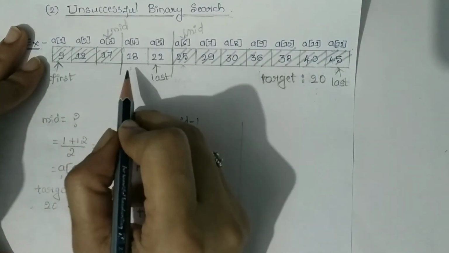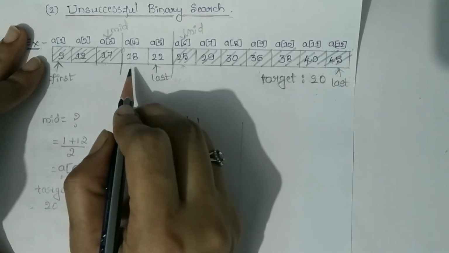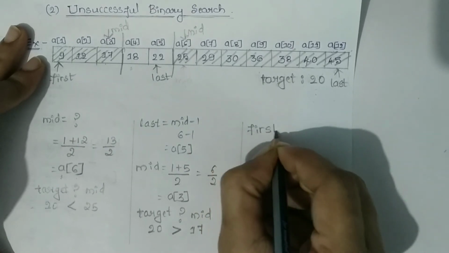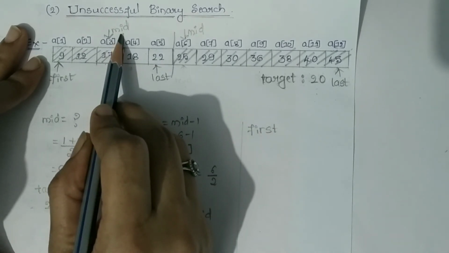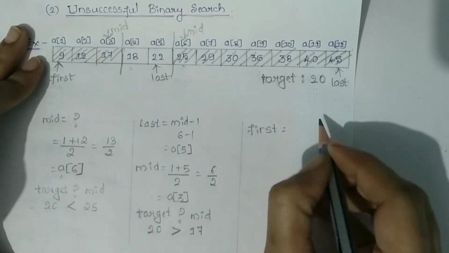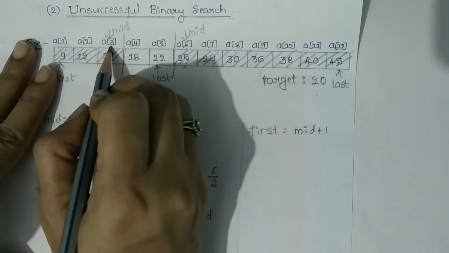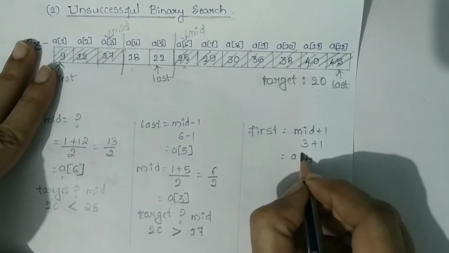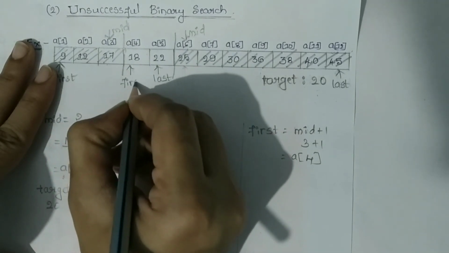First is eliminated, so this will become our first in the remaining list. So to assign first, I will assign first equals mid plus 1. 3 plus 1 is 4. Array of 4. This will become our new first variable of the list.